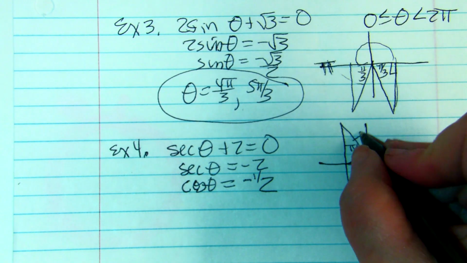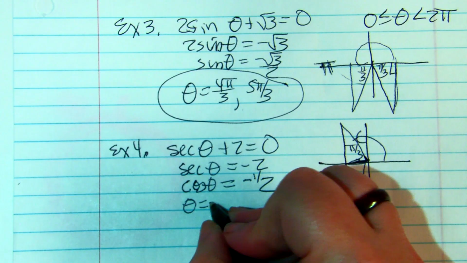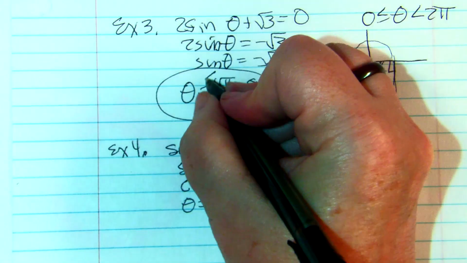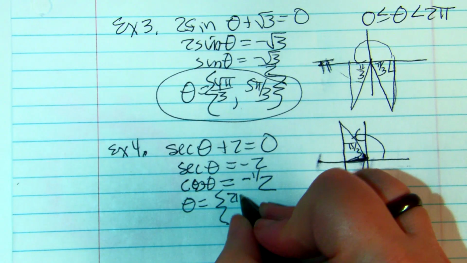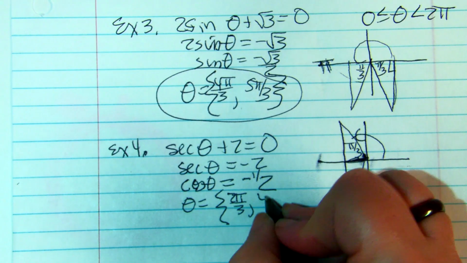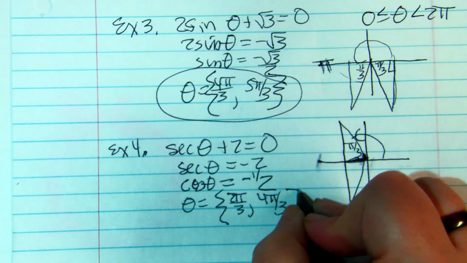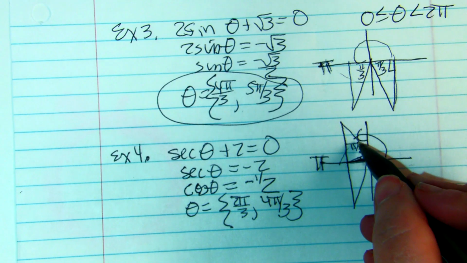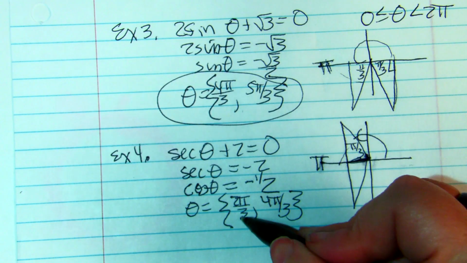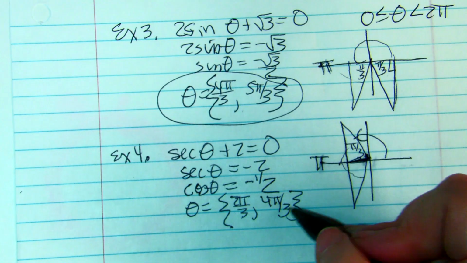So this is theta equals, oh, they like it when you put it in set notation, 2 pi over 3 and 4 pi over 3. Because this is pi. Subtract 1 pi over 3 and you have 2 pi over 3. Add 1 pi over 3, you get 4 pi over 3.